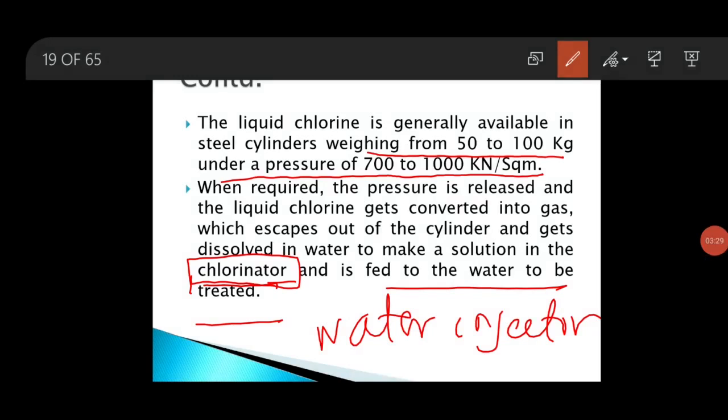The chlorine should be applied at such a point in the water system that good mixing of the chlorine with water can be ensured and at least 20 to 30 minutes of contact period is available between the point of chlorine mixing and the point where the first consumer is served. So this is all about the free chlorine as chlorine liquid or gas.